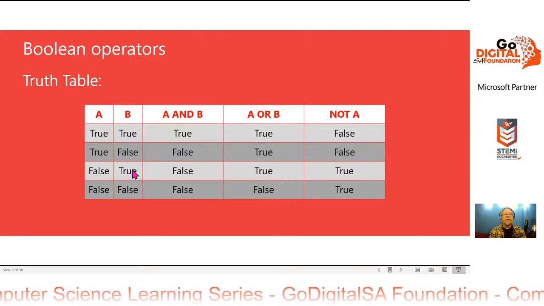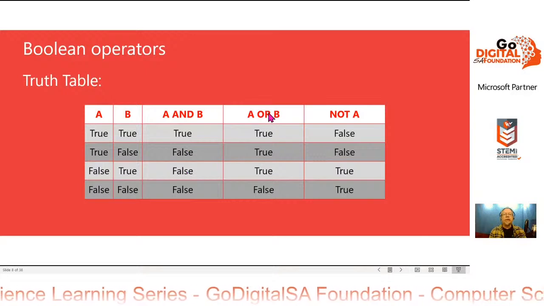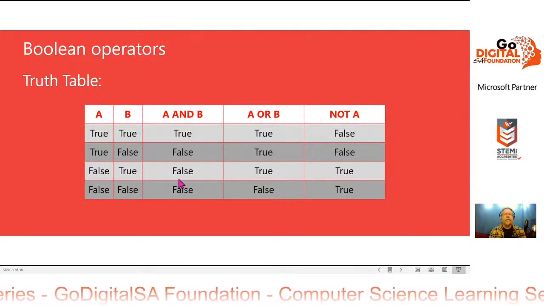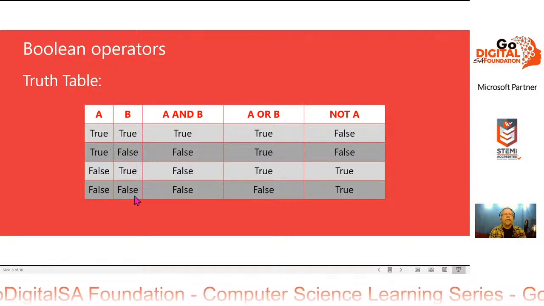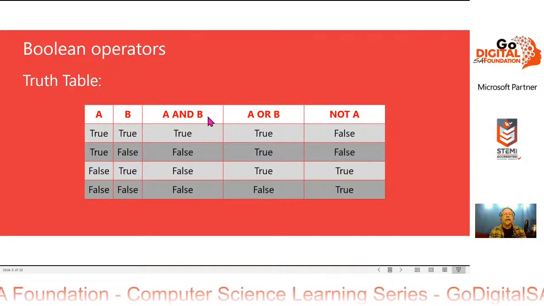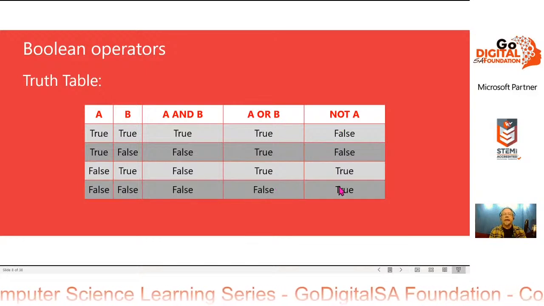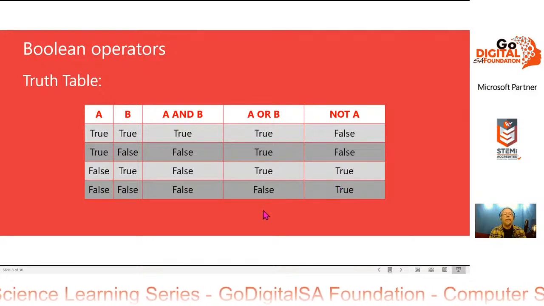If A is false and B is true, then A and B is false. A or B is true and not A is true. And if A and B are both false, then A and B is false, and A or B is false, and not A is still true.